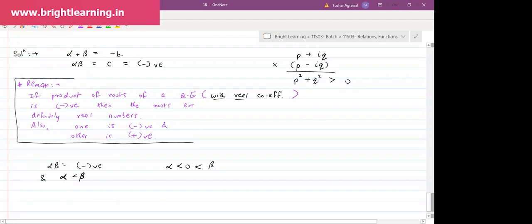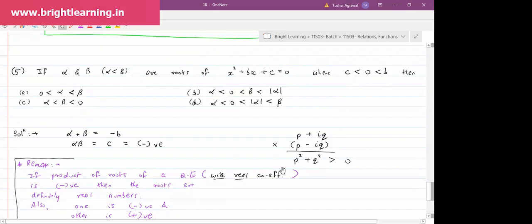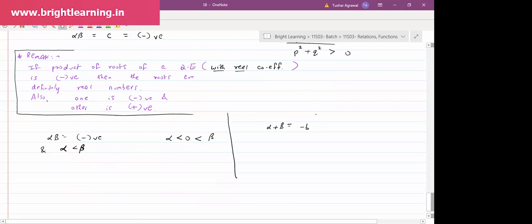Alpha plus beta is equal to minus b. Since b is positive, he has given me, alpha plus beta is equal to a negative number. Minus of a positive, so alpha plus beta is negative. So now you have one negative integer and one positive integer, and in total they are making negative.